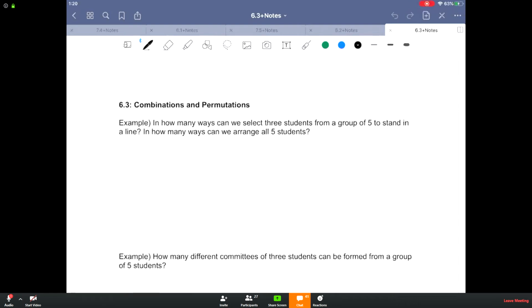Yeah, so why don't you guys take a second and try these 2 examples. Okay, so the first one, in how many ways can we select 3 students from a group of 5 to stand in a line? And how many ways can we arrange all 5 of those students? So 2 different parts on there. The second one, how many different committees of 3, so like groups of 3, can be formed from a group of 5 students?